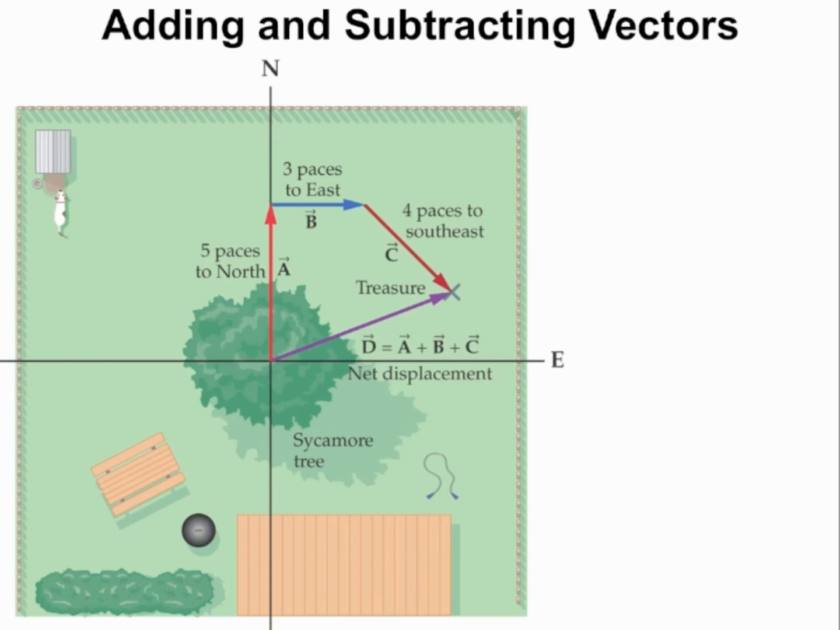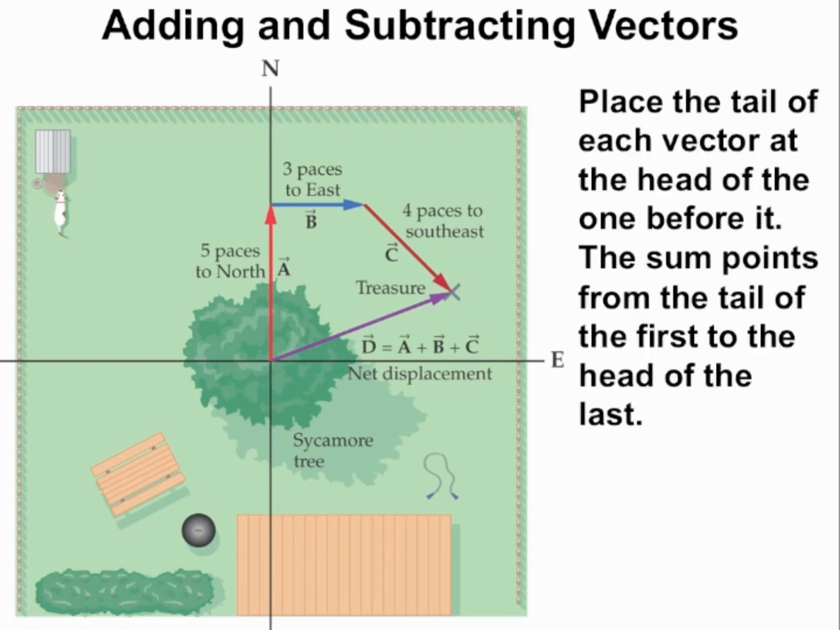So when you add vectors together, you're not just adding magnitudes. You're adding magnitudes and taking directions into account to end up with a final or net vector that has a certain magnitude and direction based on all the different vectors that were part of the sum. So what you do is you place the tail of each vector at the head of the one before it. The sum points from the tail of the first to the head of the last.